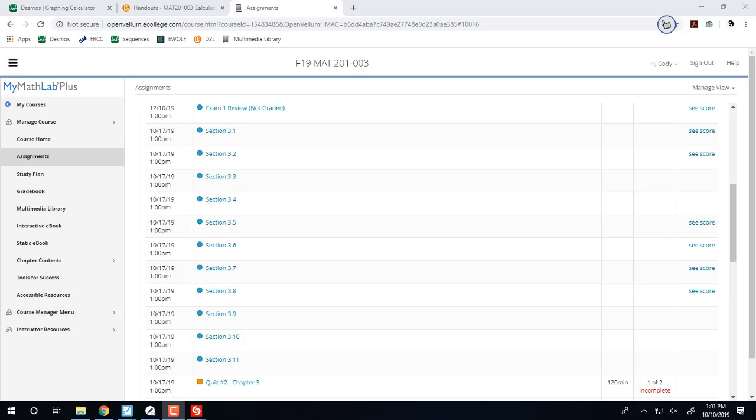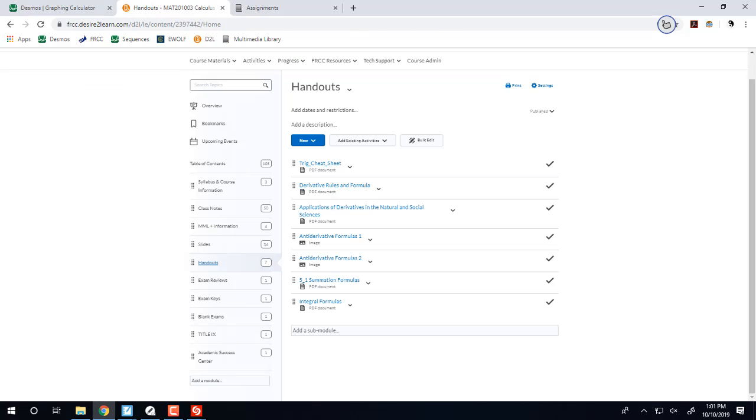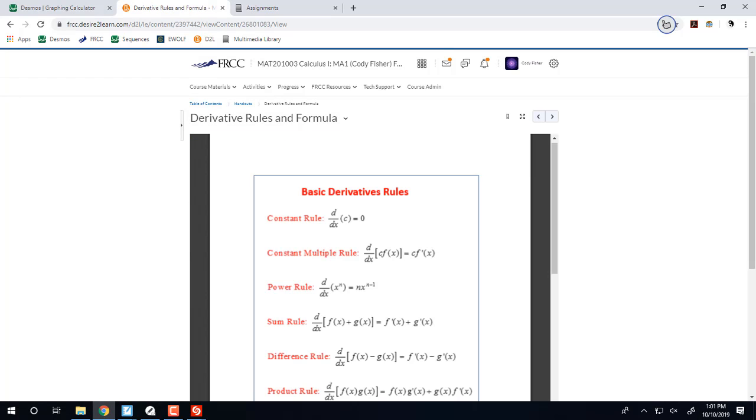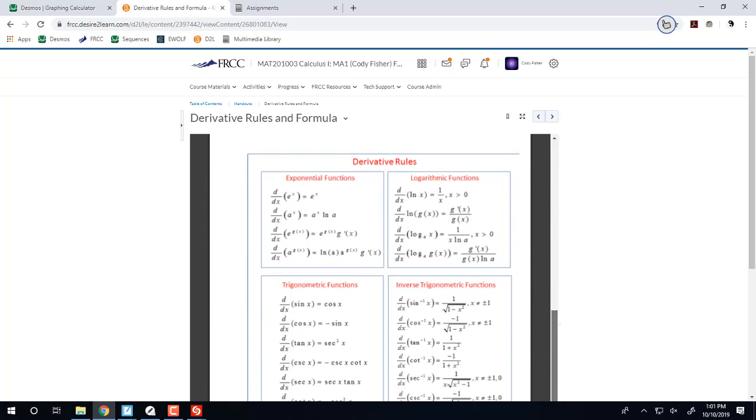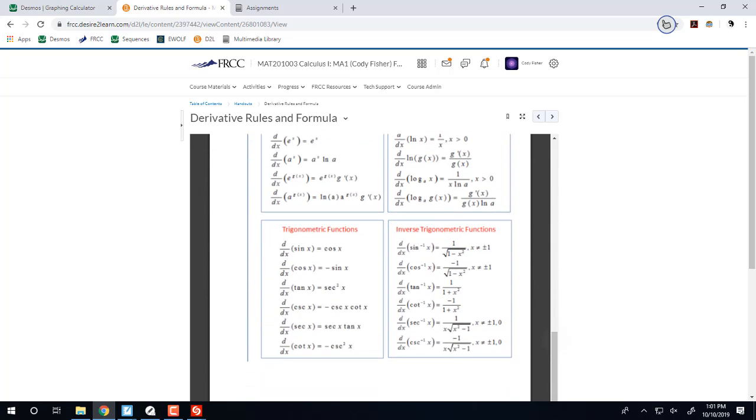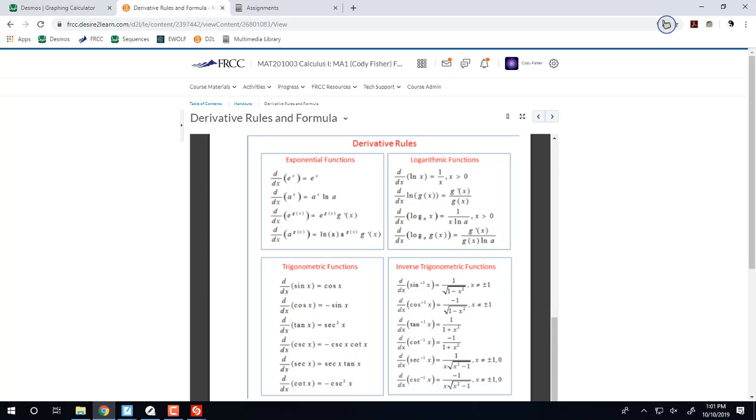The derivative rules handout. Someone was asking about that last class, so I went ahead and posted this here on D2L under handouts. There's 2 pages. You've got the basic derivative rules, and then the second page is the derivative rules for specific functions that we've talked about so far. When you look at it all together, we really see that we've learned a lot of stuff. That's a lot of material.